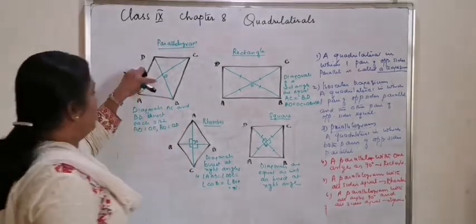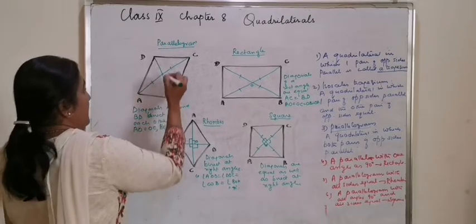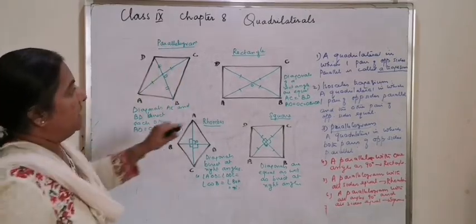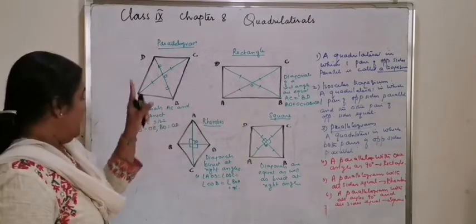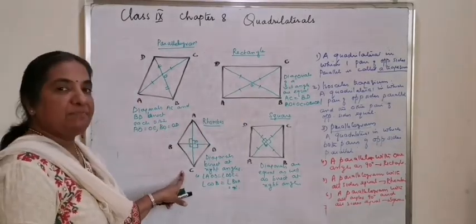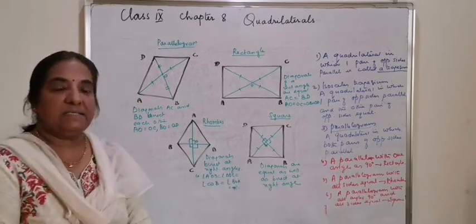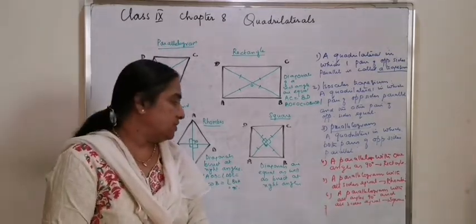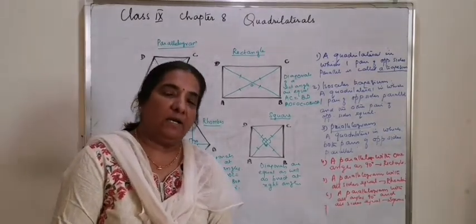So, in a parallelogram, diagonals bisect each other. In a rectangle, diagonals are always equal. In a rhombus, diagonals bisect at right angles. And in a square, diagonals bisect each other at right angles and the lengths of the diagonals are equal also.